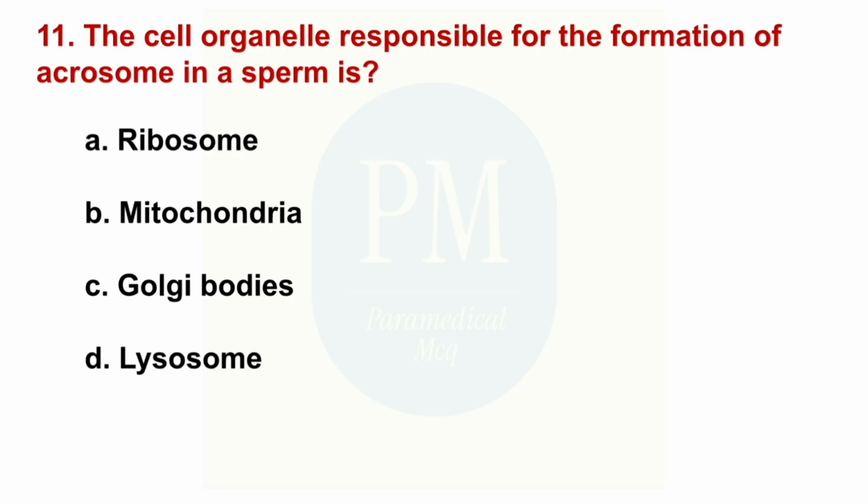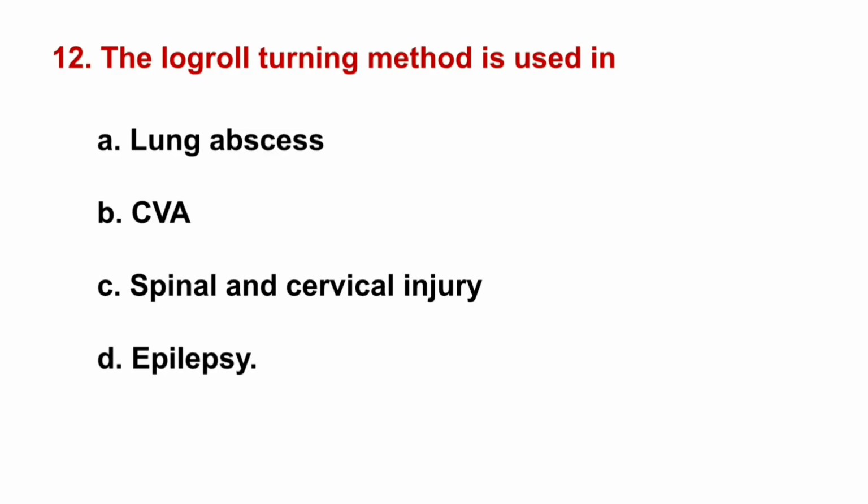The cell organelle responsible for the formation of acrosome in a sperm is option A, ribosome, option B, mitochondria, option C, Golgi bodies, option D, lysosome. The correct option is option C, Golgi bodies. The log roll turning method is used in option A, lung abscess, option B, CVA, option C, spinal and cervical injury, option D, epilepsy. The correct option is option C, spinal and cervical injury.